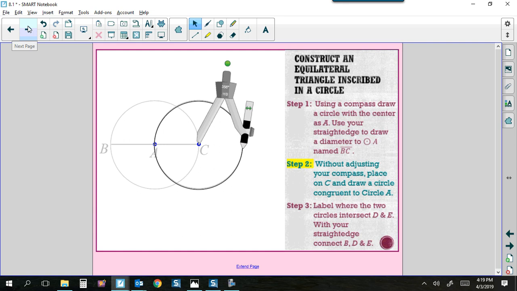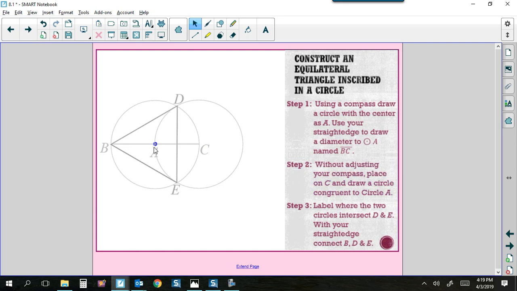And the third and final step, you have your 2 congruent circles. Circle A is congruent to circle C because they have congruent radii. You're going to look at where the circles are intersecting. One of the places is right here. The other place is right here. We're going to name those D and E points. With your straight edge, you're going to connect B to D to E, and that right there, everybody, is an equilateral triangle inscribed in circle A. There you go.